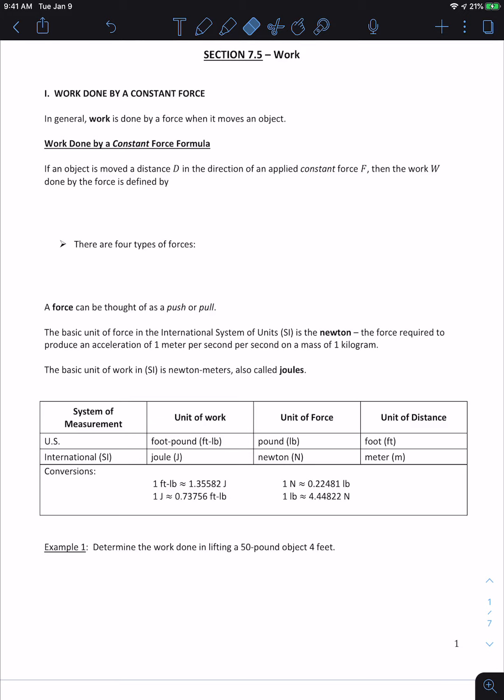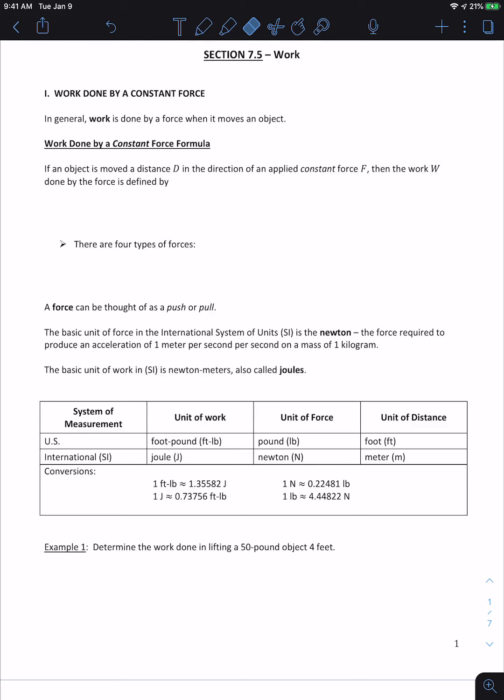Hello everyone. In this video we'll be looking at section 7.5, which is work. Work is another application of the definite integral. So in general, work is done by a force when it moves an object, right? Think physics here. So, the work done by a constant force formula.